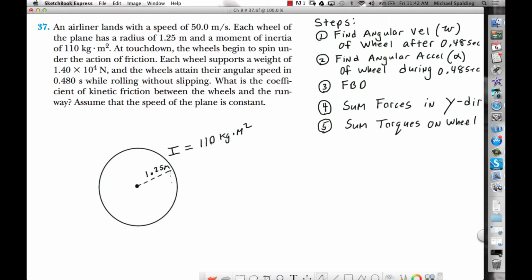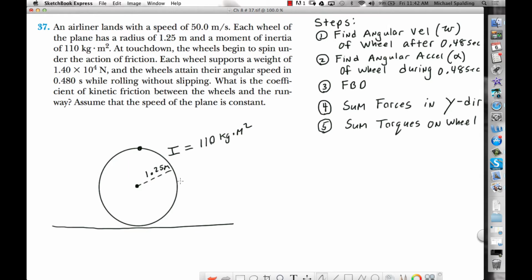So here's the wheel right here. So the wheel hits the ground. I want you to visualize this. The wheel hits the ground. Here's the ground right here. And then what's going to happen to the wheel? A point on the wheel is going to start to what? It's going to start to rotate, right?